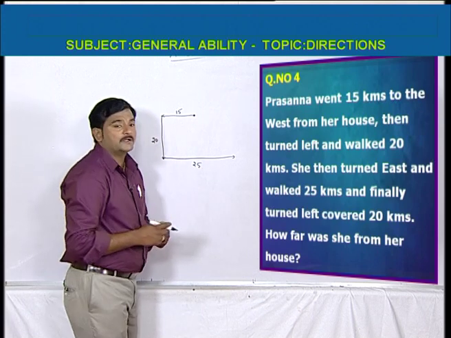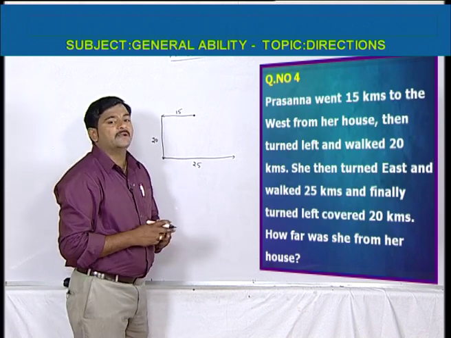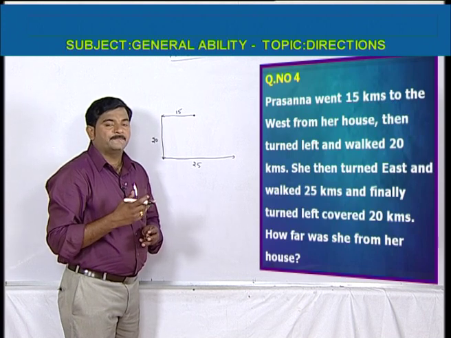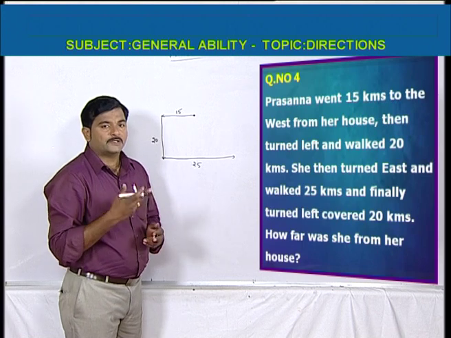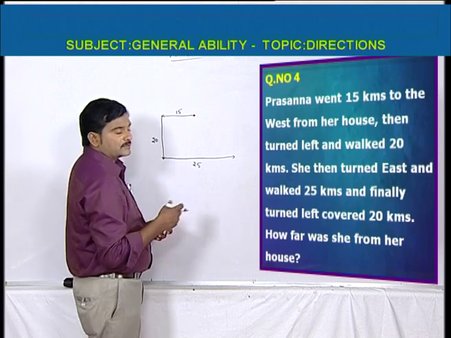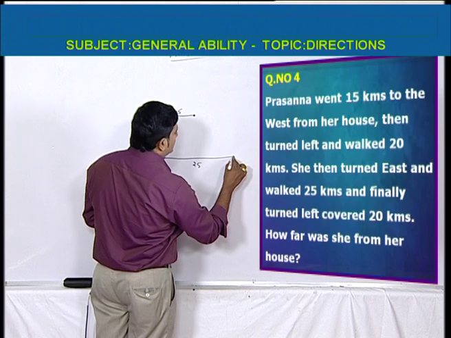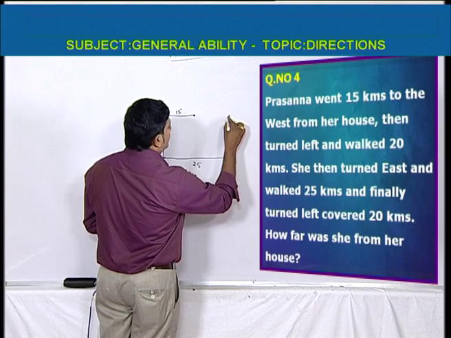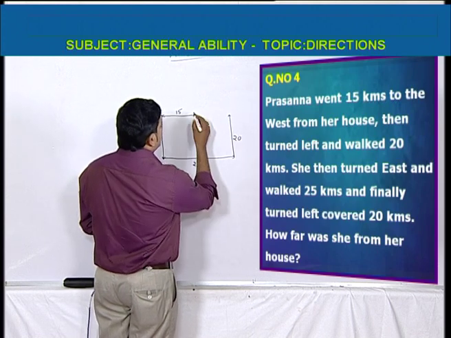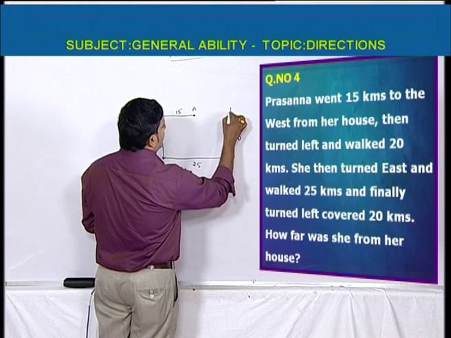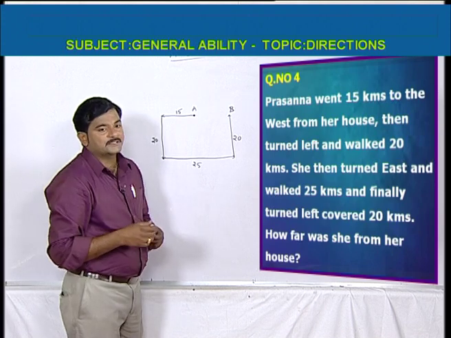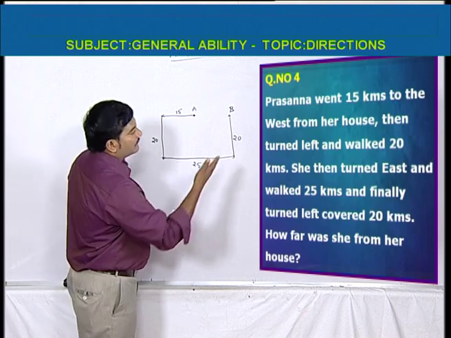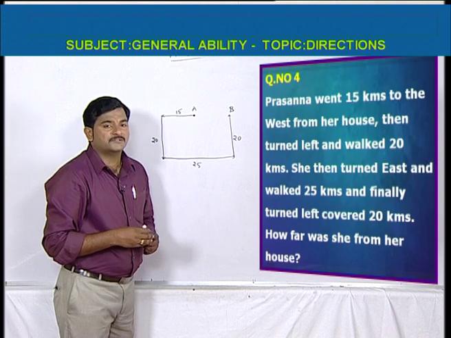Okay. So next what she did, and finally, she turned left and covered how many kilometers? 20 kilometers. So she turned left and covered only 20 kilometers. Now this is the initial point and this is the final point. What is the given question? The given question is, how far was she from her house? How far was she from her house?